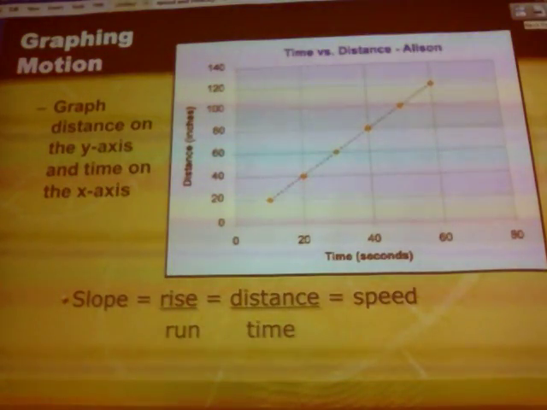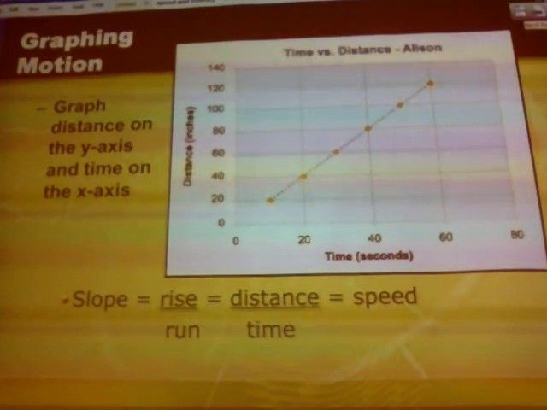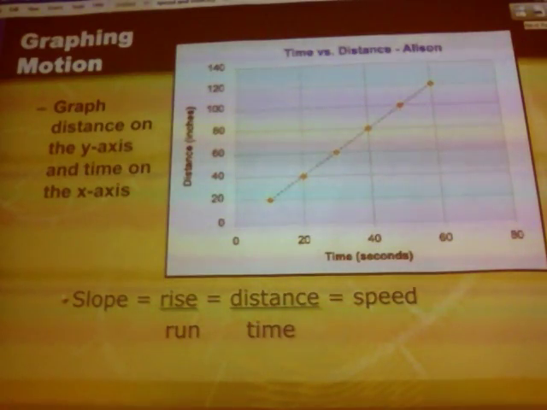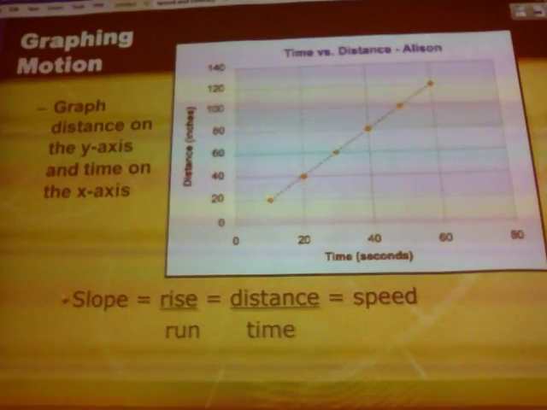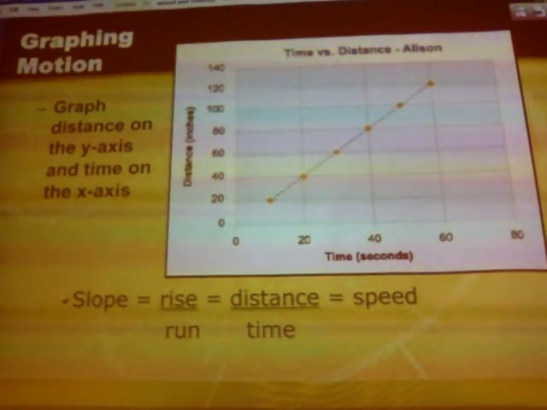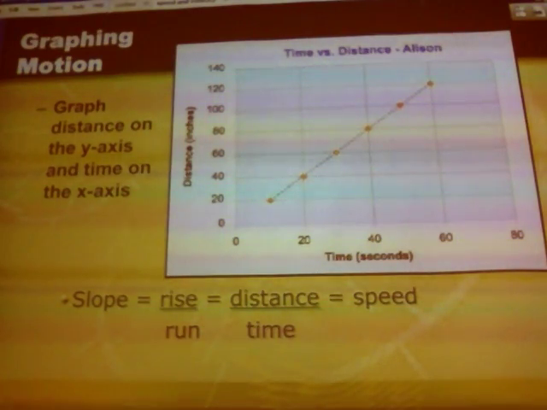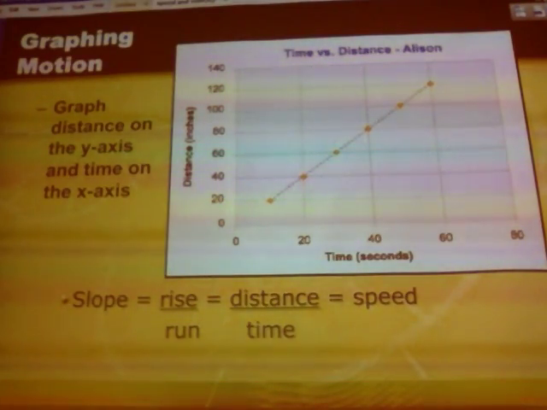Graphing motion. Guys, to graph motion, you always want to use a line graph, which shows us a change in distance over time. Distance would go on the y-axis, time on the x, and you can calculate speed with a line graph by calculating the slope of the line, since rise over run is the same as distance over time when graphing speed or distance and time.